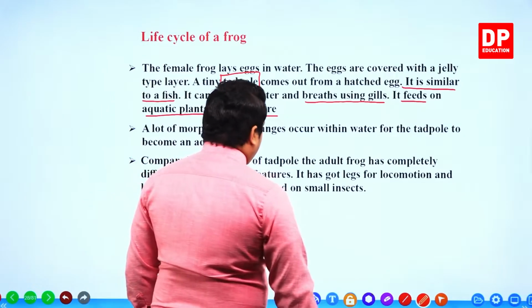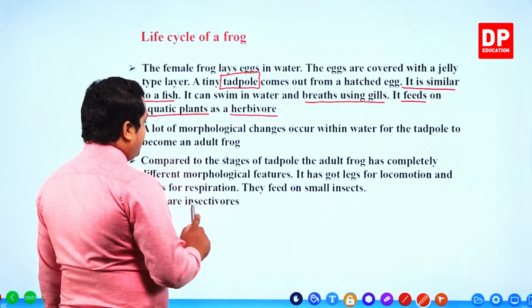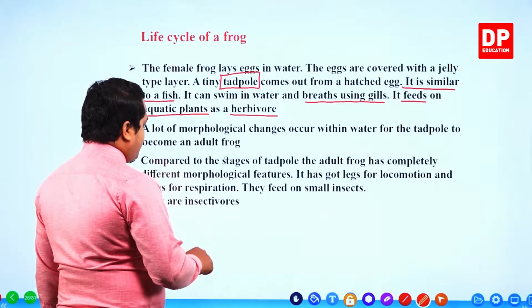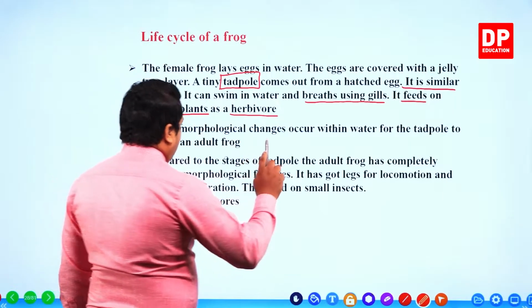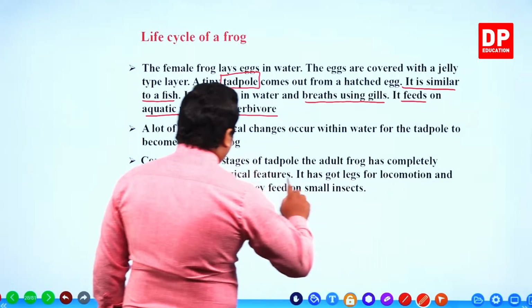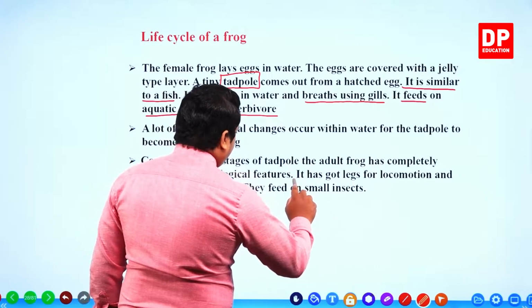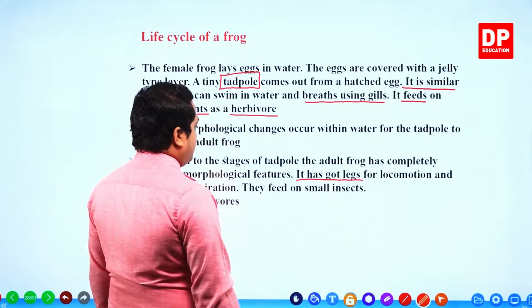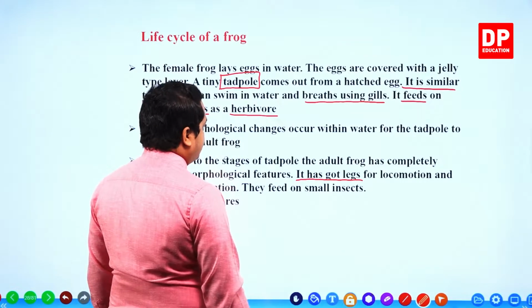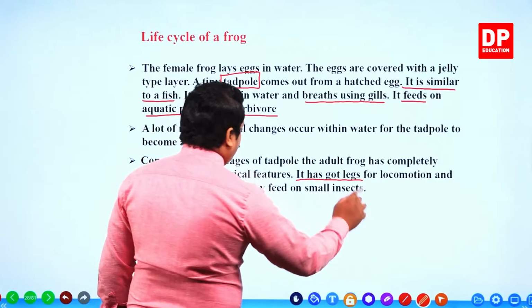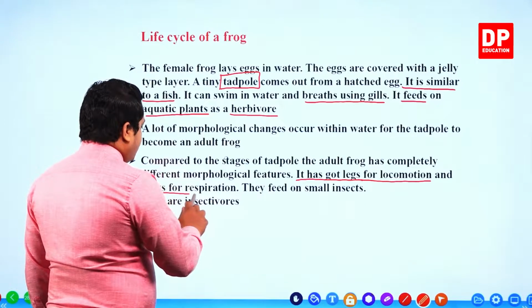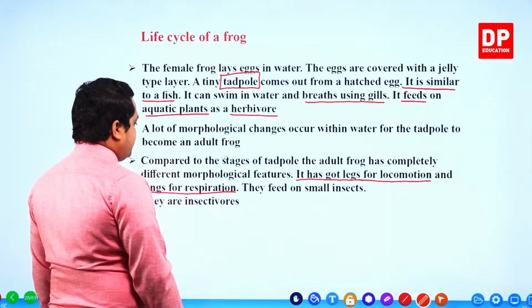So if you take the special features of these frogs, they are way more different. They have legs for locomotion. Then lungs for respiration.